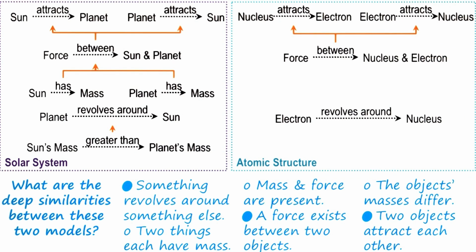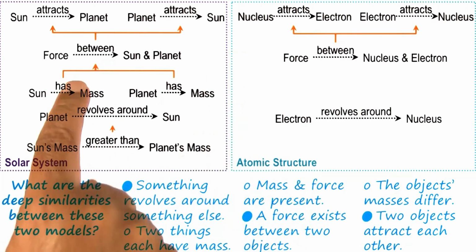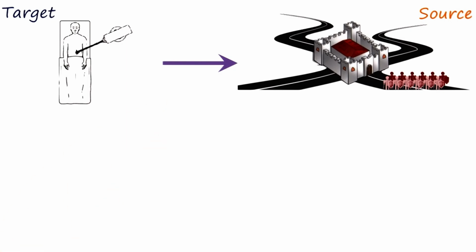Now we can see why these textbooks write about the solar system and the atomic structure in such a way that these relationships become salient. They help us make sense of the atomic structure by pointing to the deep similarities between the relationships that are occurring in the atomic structure and the relationships that are occurring in the solar system. Now let us consider analogical mapping.